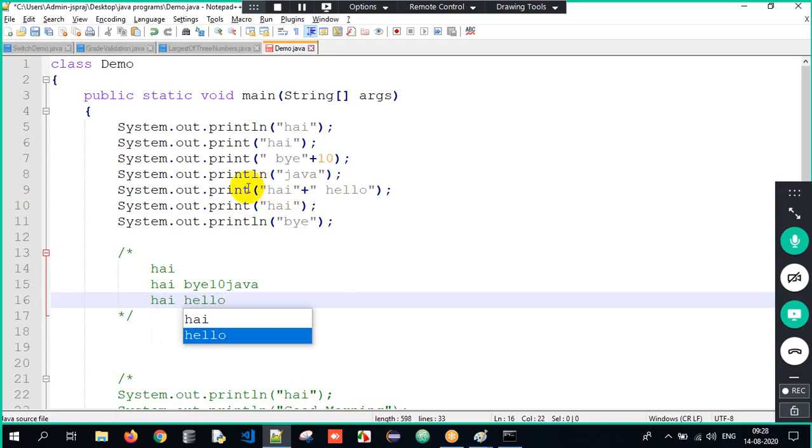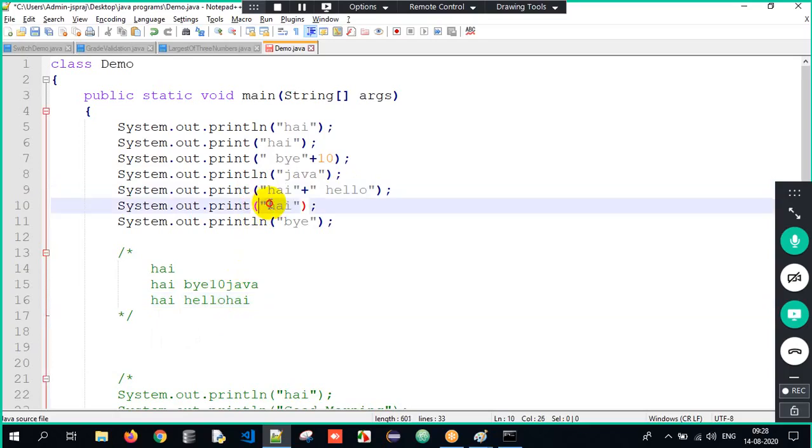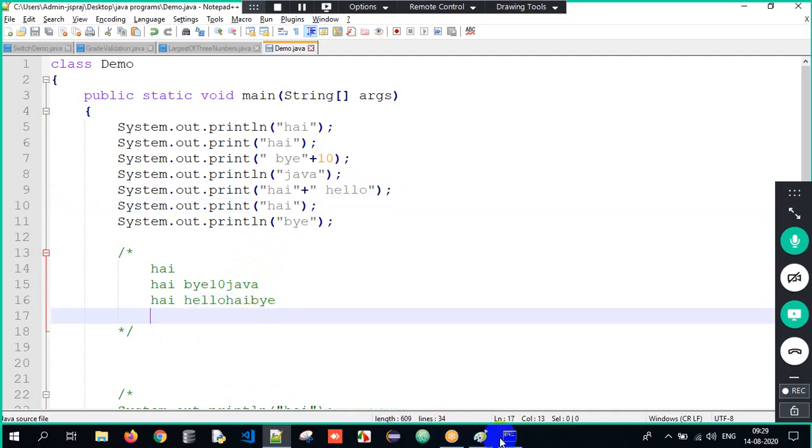After printing hi space hello, it's print, so the control is on the same line. Then again hi will get printed, the next line hi, and the control is still on the same line. Then finally bye will get printed and the control moves to the new line.